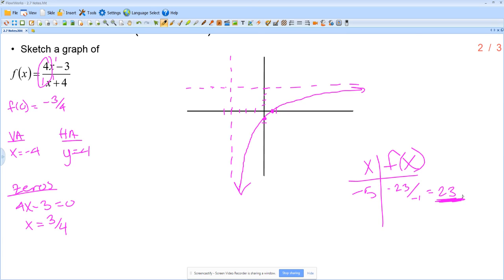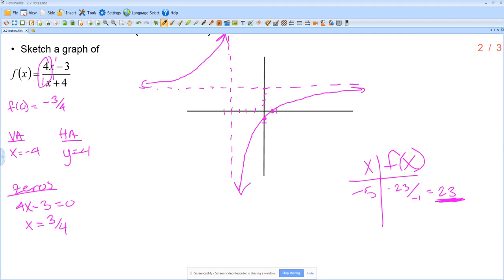So if I had gotten something like 2, that would mean that I'd be sketching this rational function down here. Because I got something like 23, that's super high up here. It's way up here. So I've just got this rational function bounded by these asymptotes.